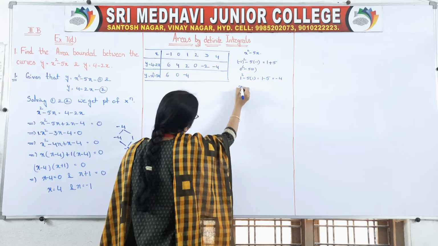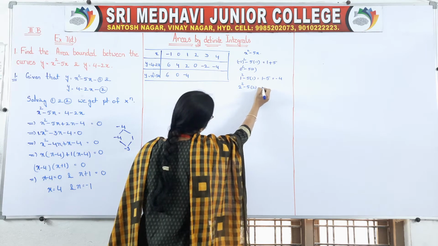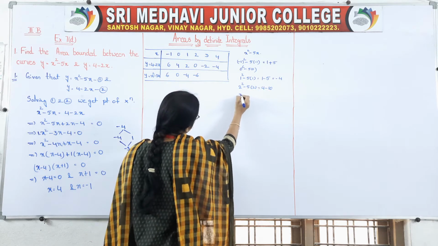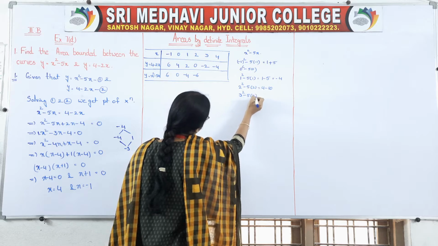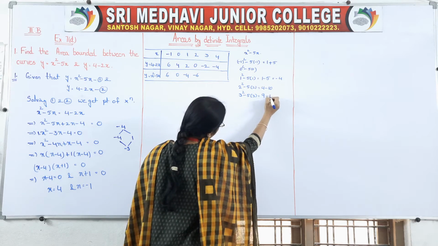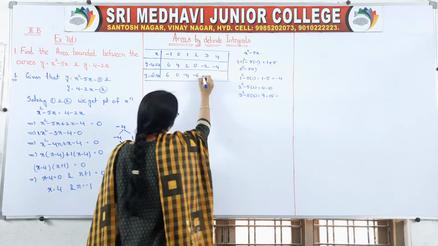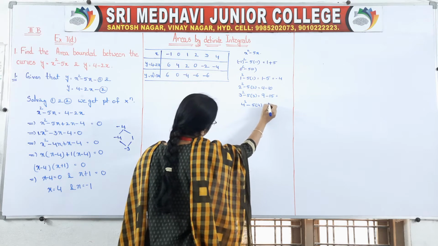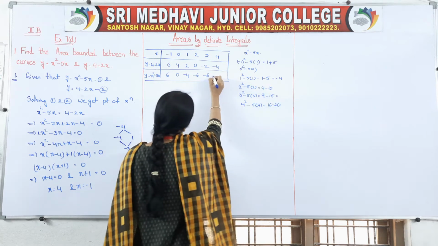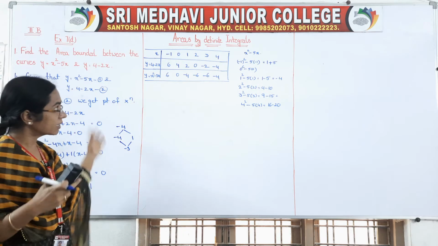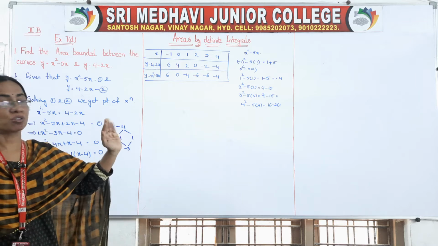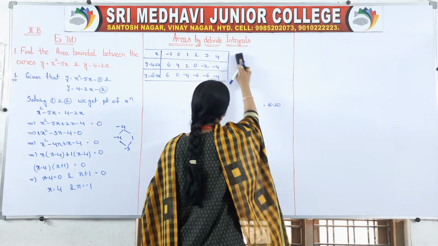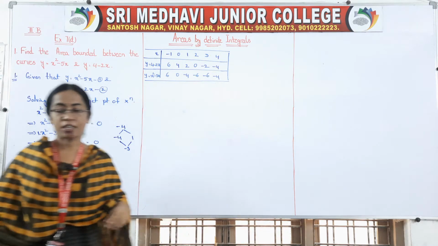Next 2. 2 square minus 5 into 2, that is 4 minus 10, so minus 6. Next 3 square minus 5 into 3, 3 3s are 9, minus 5 3s are 15, so it is equal to minus 6. Next 4 square minus 5 into 4, that is 16 minus 20, that is minus 4. Like that we have to find the values to draw the diagram. So now we have to draw the diagram by taking these x and y values.